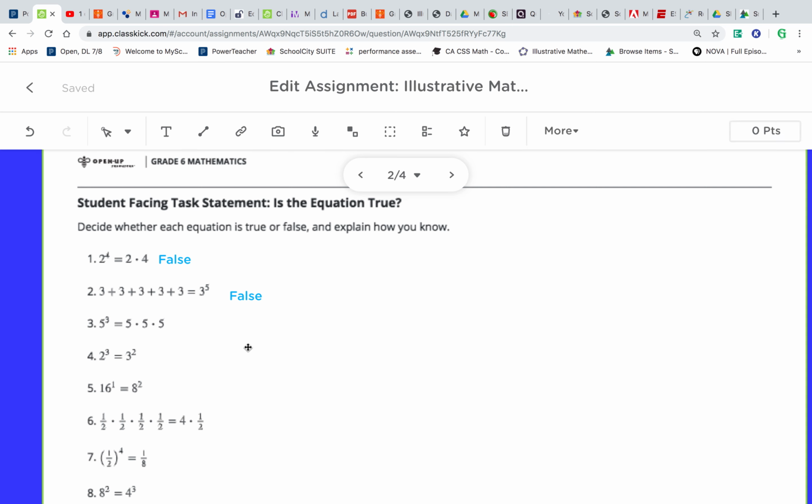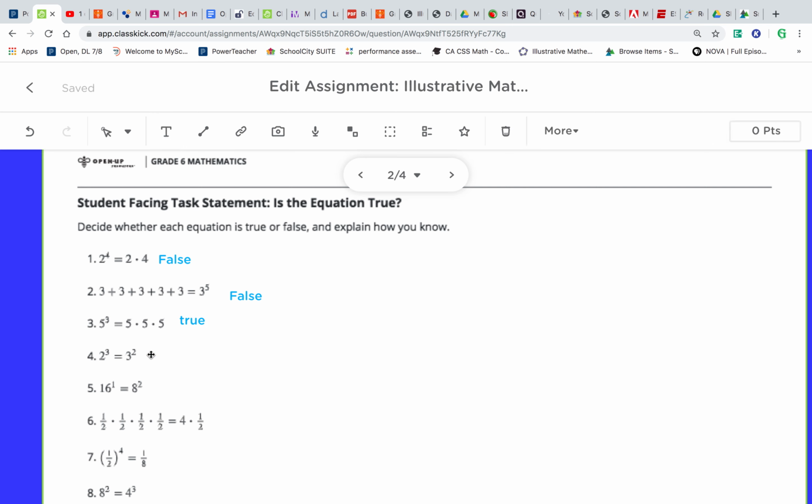All right, for number 3, 5 to the 3rd power. Well, this kind of gets back to what I was saying before, right? These are multiplying. 5 times 5 times 5, and there are 3 5s. So this is true. It is absolutely true.